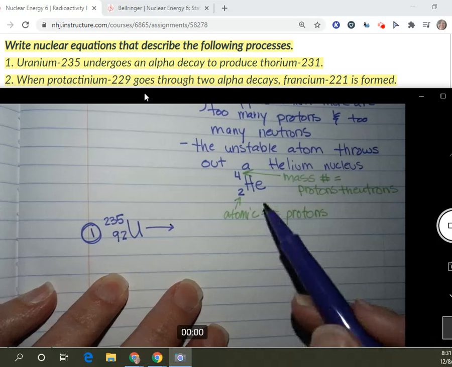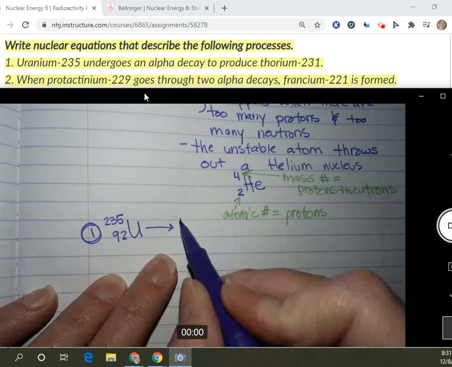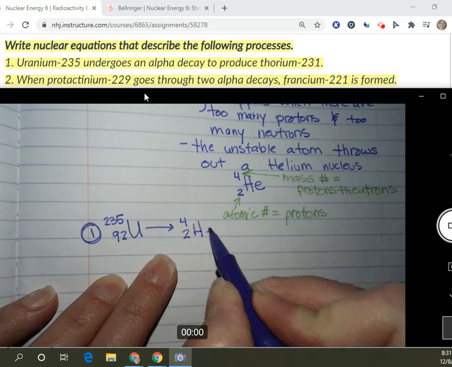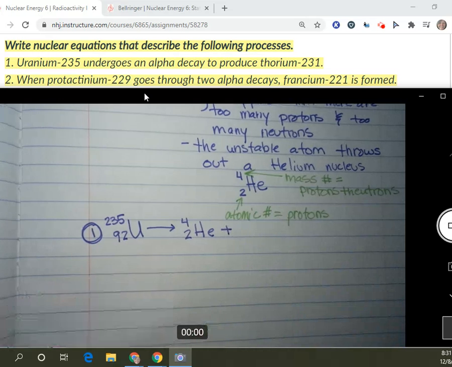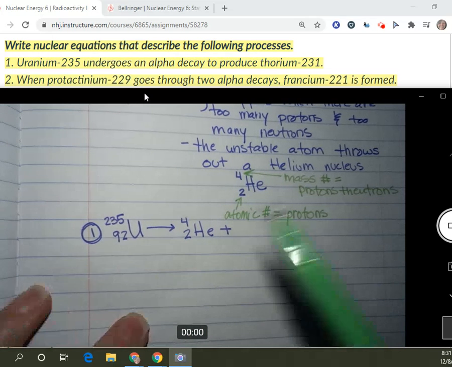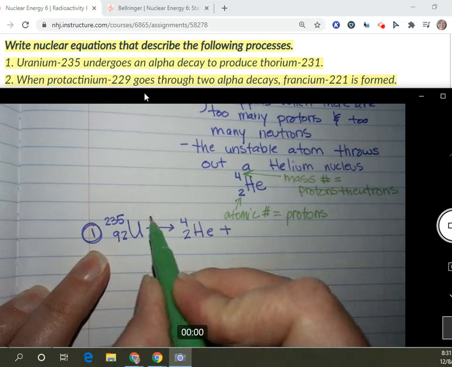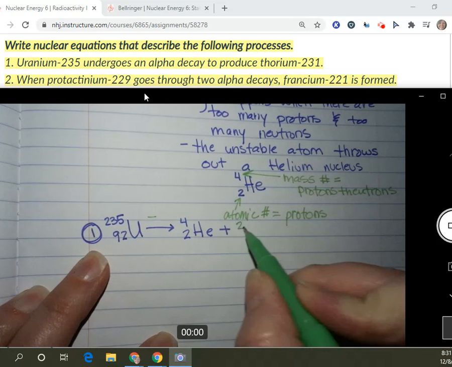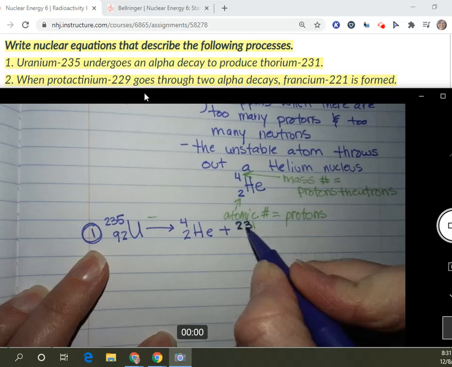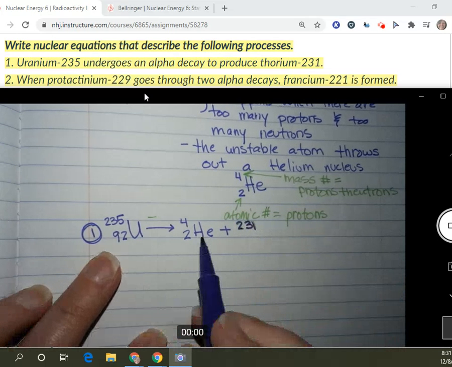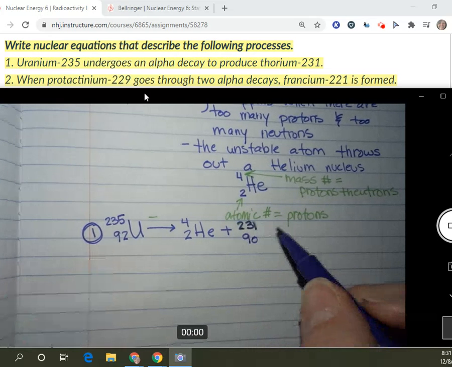Now, what did we just say it throws out if it undergoes alpha decay? Helium. So we're going to have this helium atom plus something. So here's where the math comes into play, right? What's 235 minus 4? So 235 minus 4 is 231. Right? So that's part of our answer. And then what's 92 minus 2? 90.